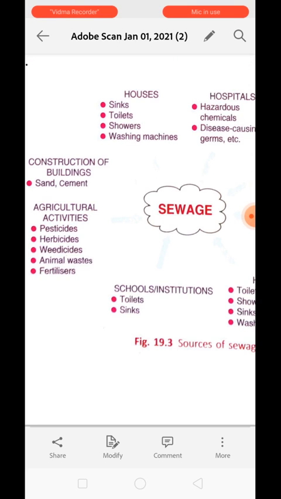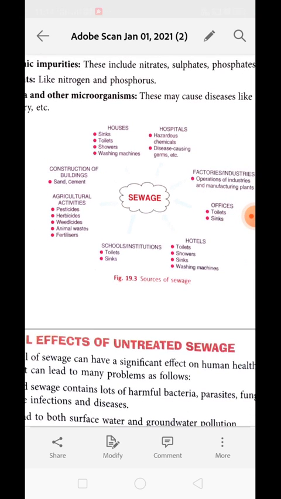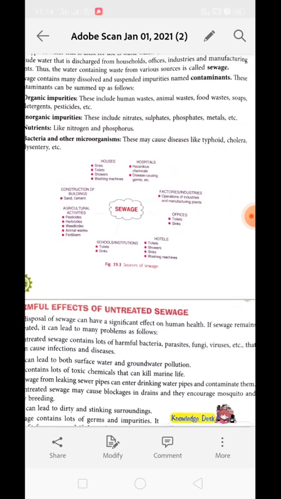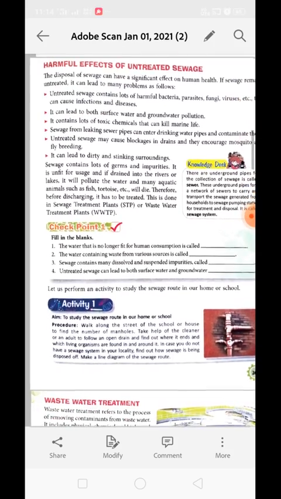In this way all the sewage has been formed and it is eliminated, because sewage is wastewater which is not needed. Understood? Now next is the harmful effects of untreated sewage.